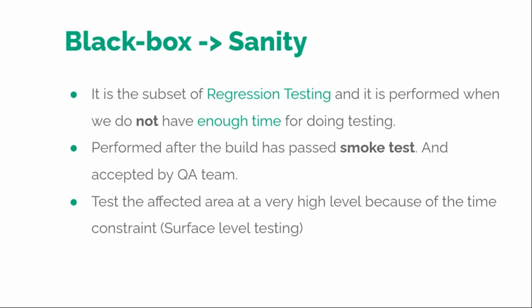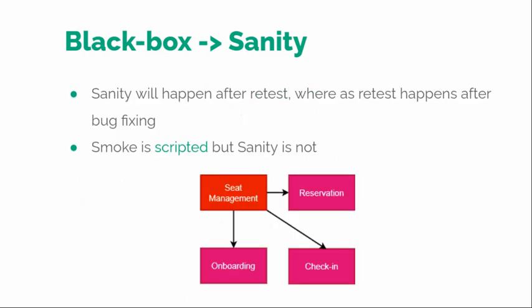There are certain test cases that we take from the regression test, and we run them. We test the affected area at a very high level because of the time constraint. So we can also call it surface level testing. Sanity testing basically happens after the retest, whereas the retest happens after bug fixing. So once you fix the bug, you retest, and after the retesting, we do the sanity test.